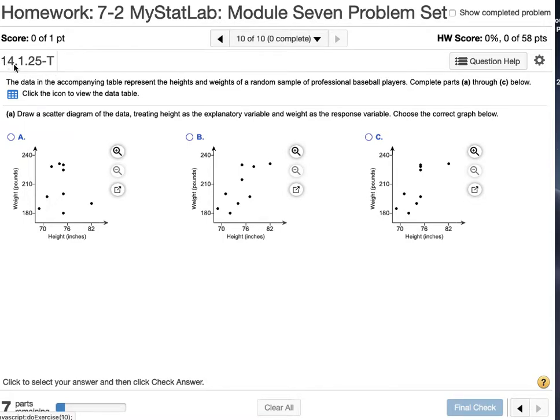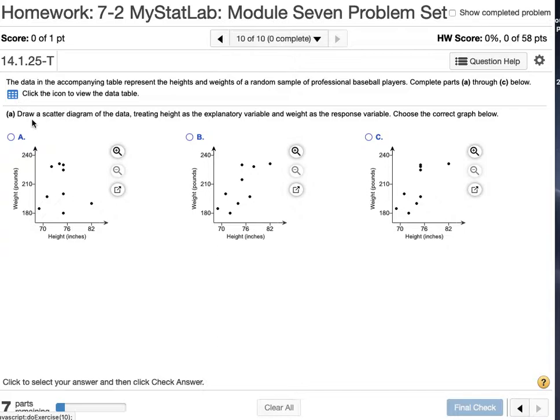Christine, and this is problem 14.1.25-T. So let's take a look. The data represents the heights and weights of a random sample of professional baseball players. Complete parts A through C.